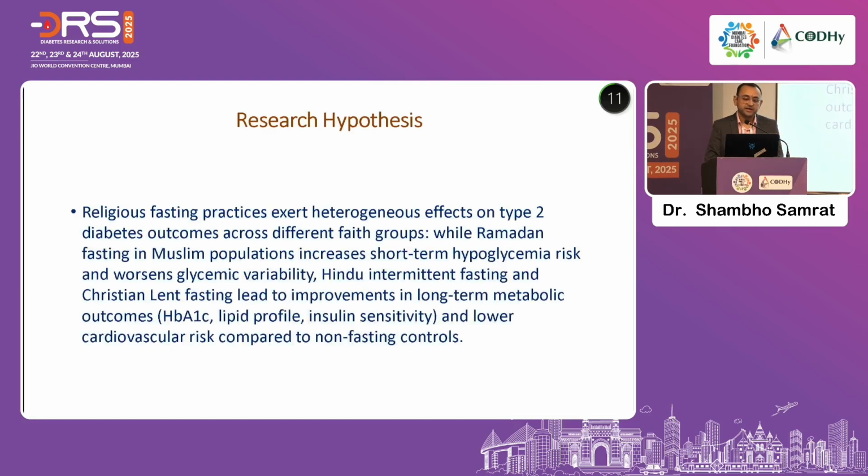Now we can find a modified research hypothesis here. In the modified research hypothesis, what we can get is: the religious fasting practices exert heterogeneous effect on type 2 diabetes outcome across different faith groups. So also we can see that when we talk about long-term metabolic outcome, now they had mentioned HbA1c, lipid profiles and insulin sensitivity, and how it could lower the cardiovascular risk compared to non-fasting control.